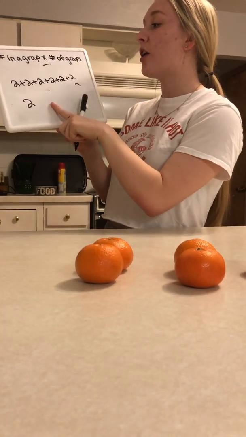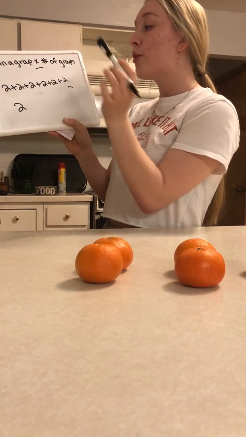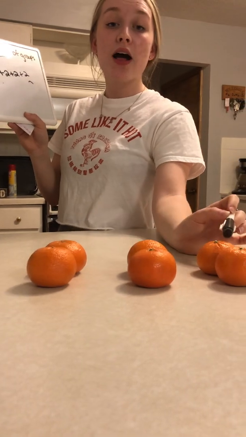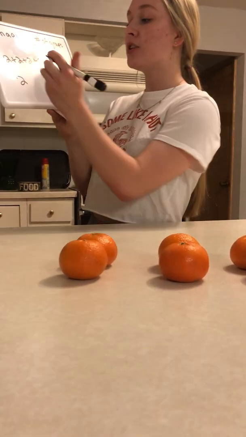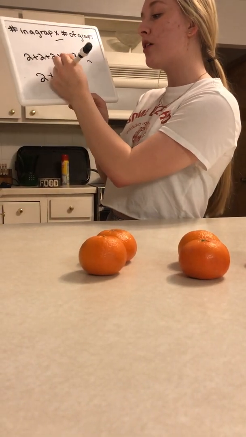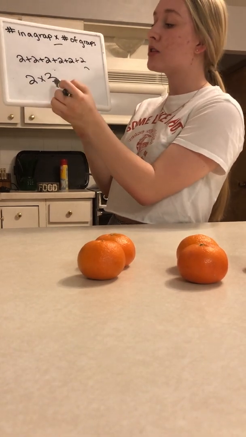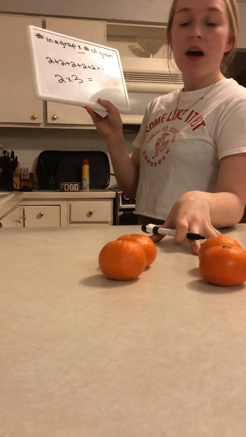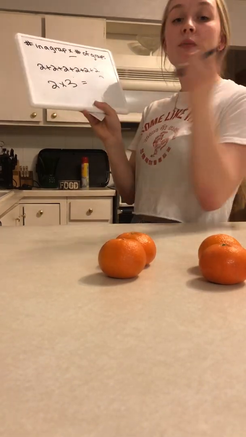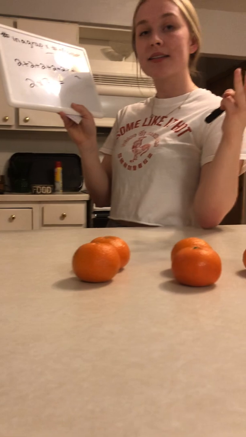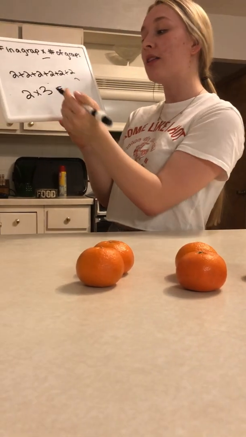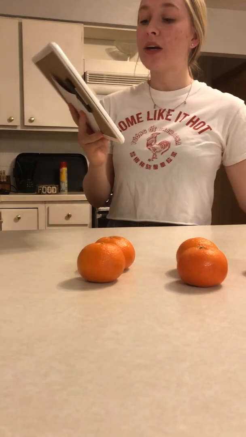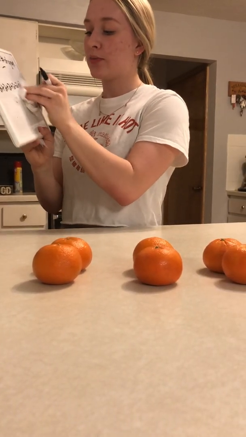Now we will refer to our second step, which is to count the number of groups. 1, 2, 3. There are 3 groups in total, so now we can add to our equation 2 times 3. To figure out the answer to that equation, we can do multiples of 2. 2, 4, 6. So from our two steps, we have gathered that 2 times 3 equals 6. Now we can move on to our second practice problem.